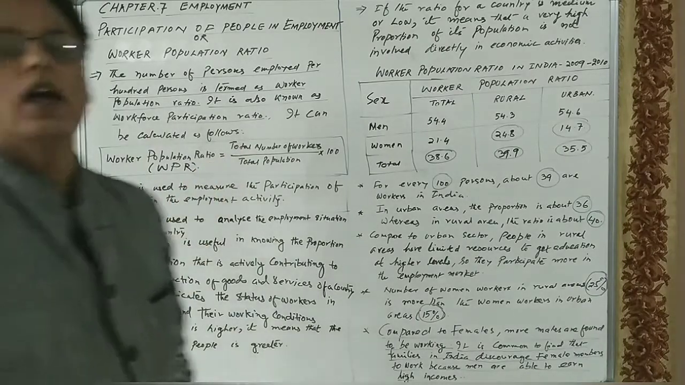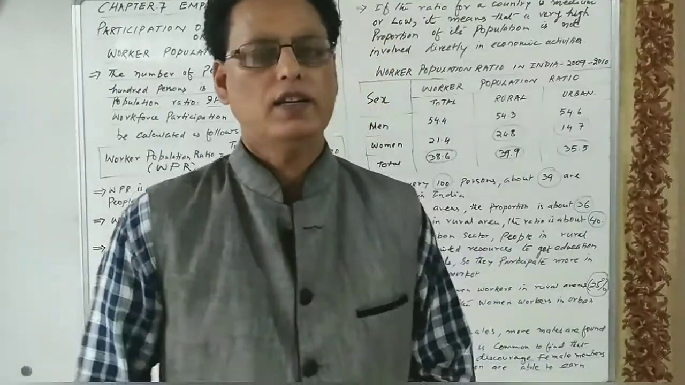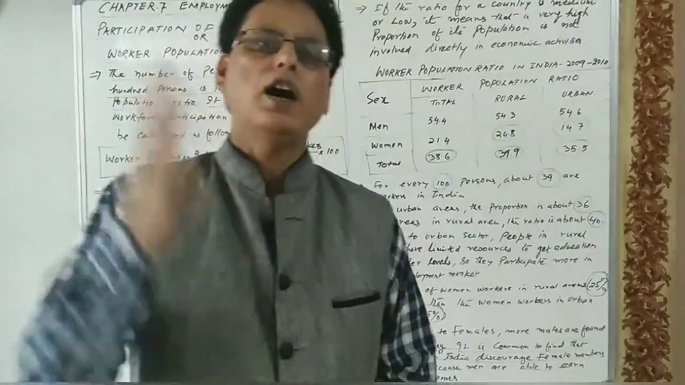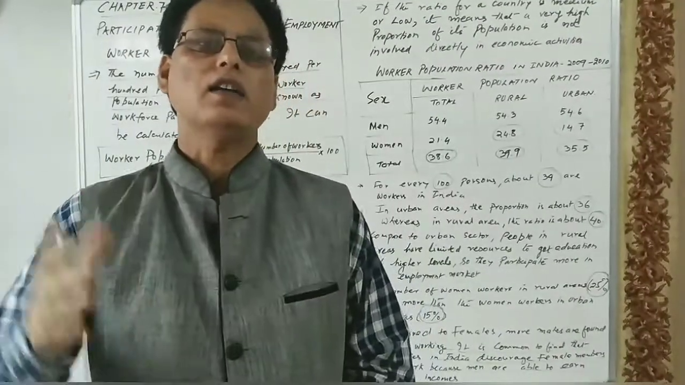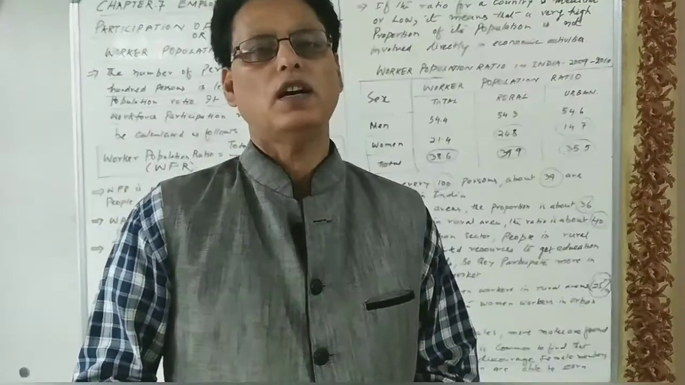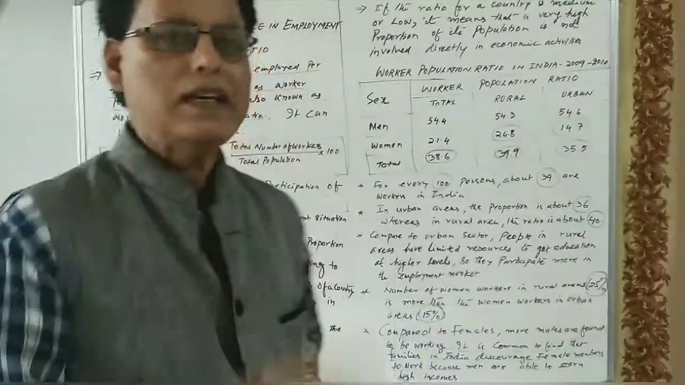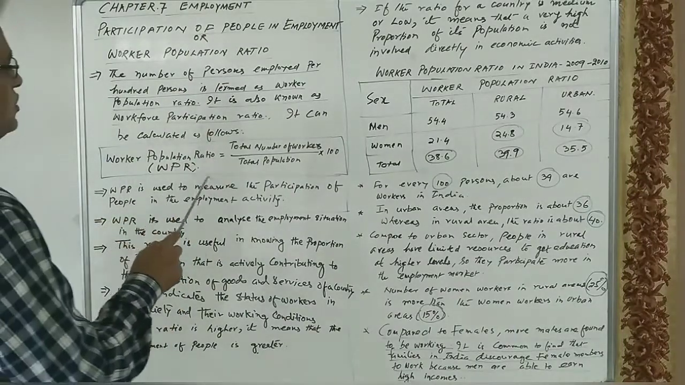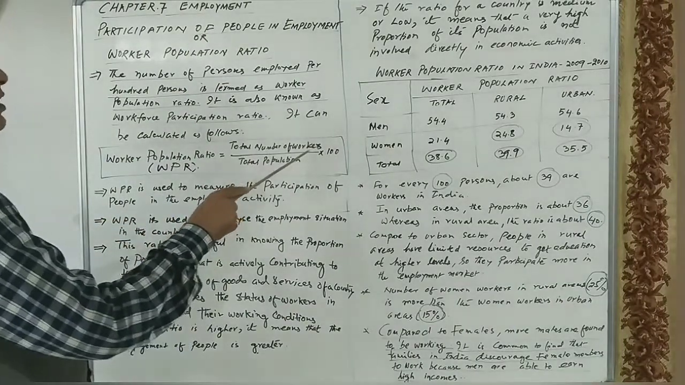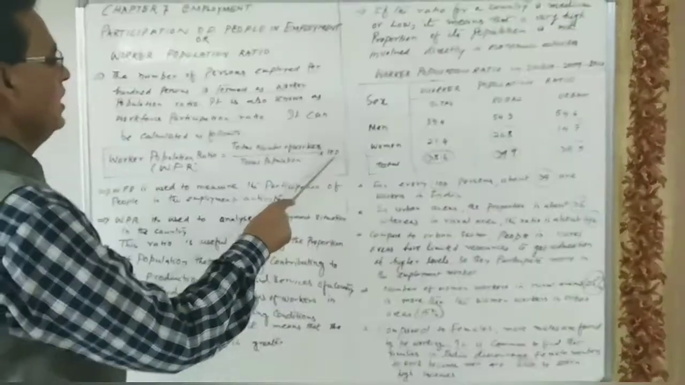It means, out of 100, how many persons are employed, how many persons are workers. That shows the worker population ratio. So worker population ratio is calculated using this formula. Worker population ratio is equal to total number of workers divided by total population multiplied by 100.